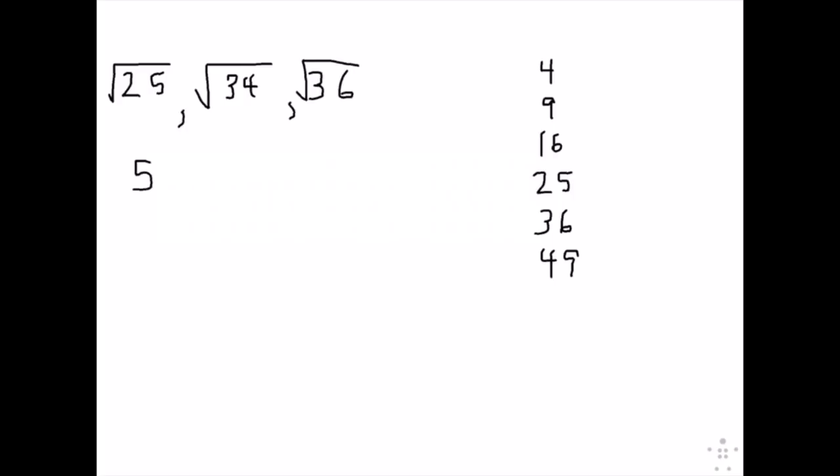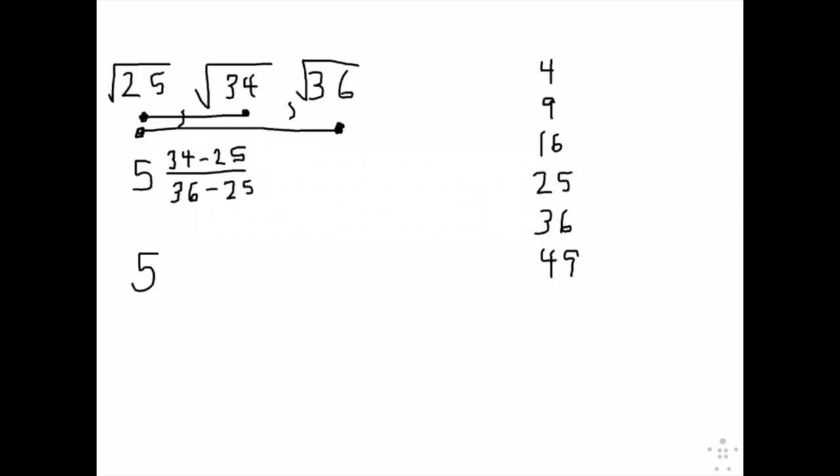The way you figure out the fractional part is you figure out the distance from 25 to 34. And the way you do that is you subtract 34 minus 25. And you put that over the distance from 25 to 36. And again, the way you calculate that is you subtract 36 minus 25. So the fraction becomes 5 and 34 minus 25, that's 9, over 36 minus 25, which is 11. And there is the estimate for the square root of 34.